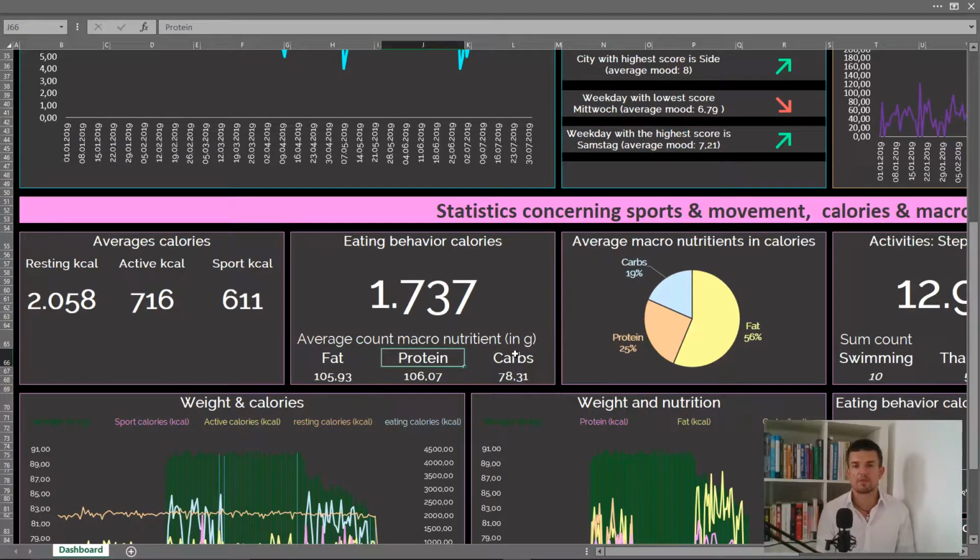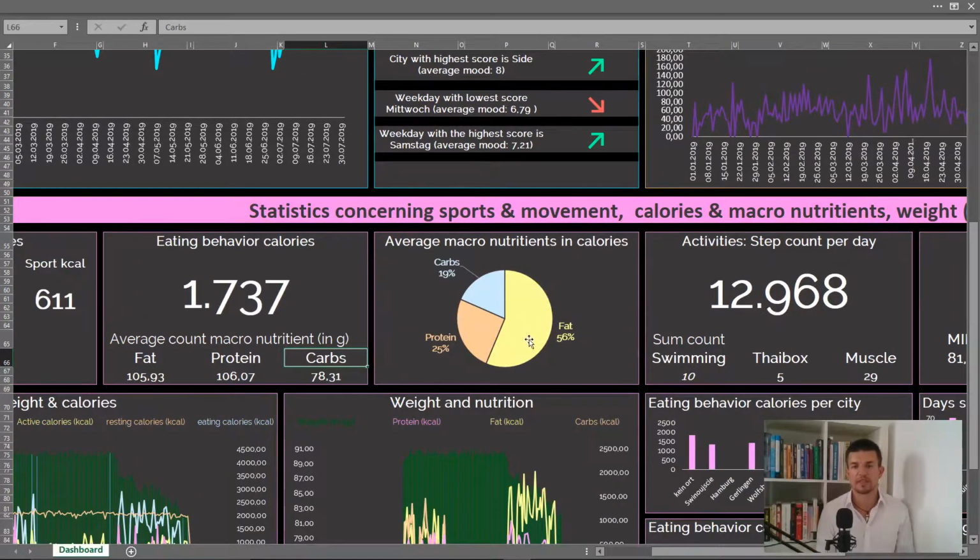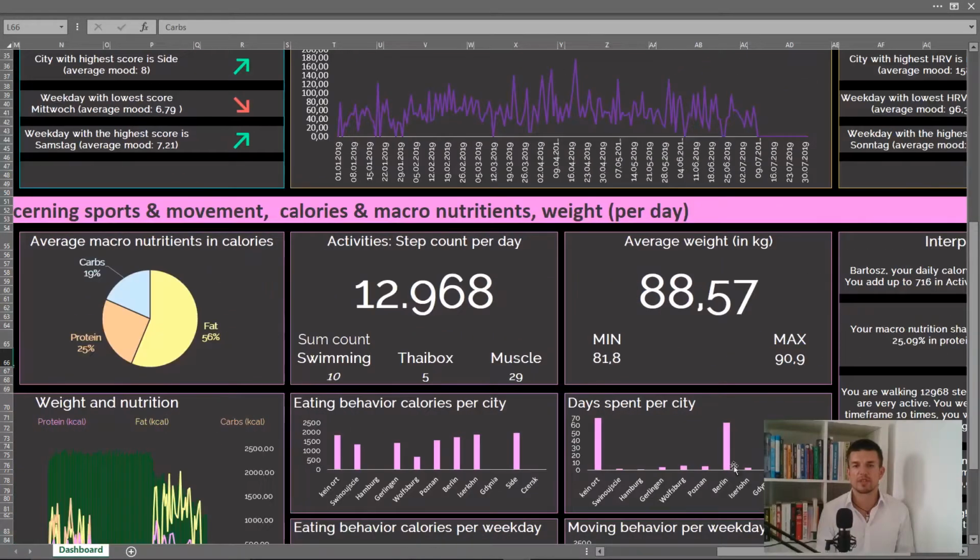The average count of grams for fat is 105, protein 106, and carbs 78. When comparing it in calories, I have a 56% share in fat, a 25% share in protein, and a 19% share in carbs. I do on average 13,000 steps. I went swimming 10 times, Thai boxing 5 times, and muscle training, so going to the fitness club, 30 times in the given time frame. My average weight was around 89 kilograms.